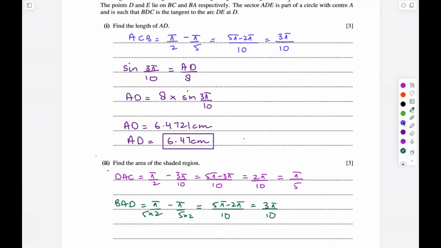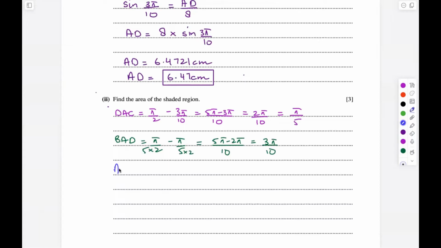So now finding the area of the sector, which is half r squared theta. The area of the sector will be equal to, the formula is 1 upon 2 r squared theta. So we'll get 1 upon 2 into r squared. R was 6.472. We'll use the complete value squared multiplied by the angle, which is 3 pi upon 10. So substituting this in the calculator, we'll get 6.472 multiplied by 3 pi divided by 10.